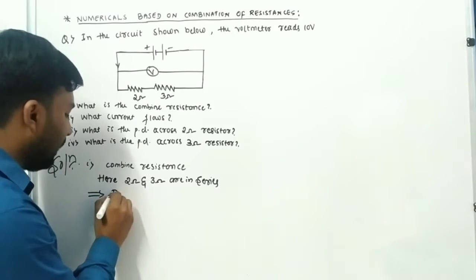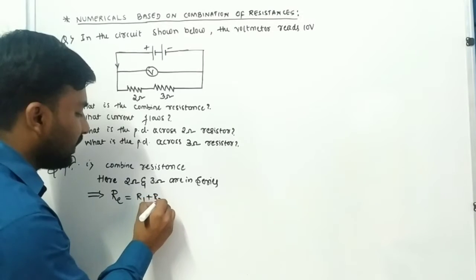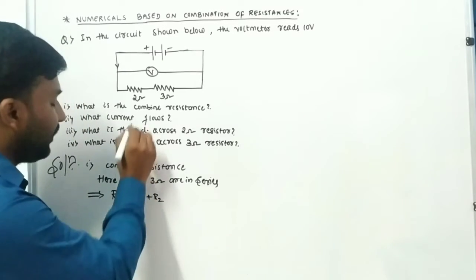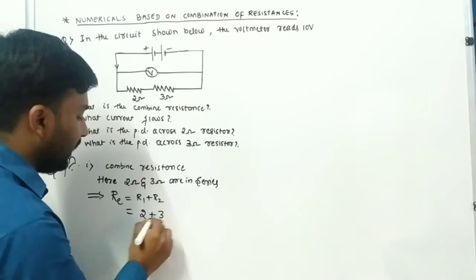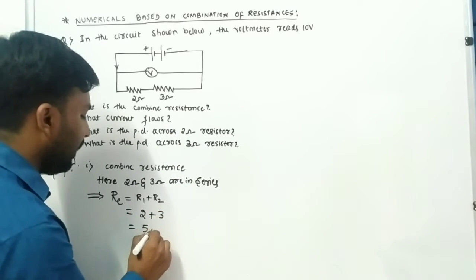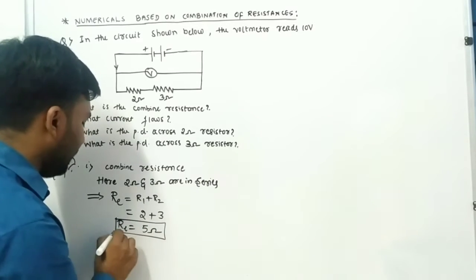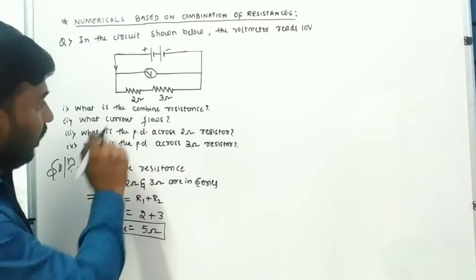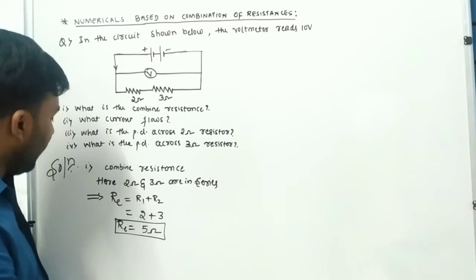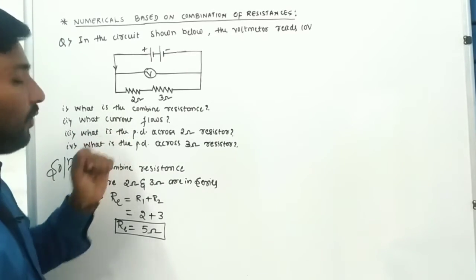This implies that R equivalent is equal to R1 plus R2. R1 is 2, R2 is 3. This is equal to 5. The R equivalent is 5 ohm. Okay. Now, second one is what current flows.